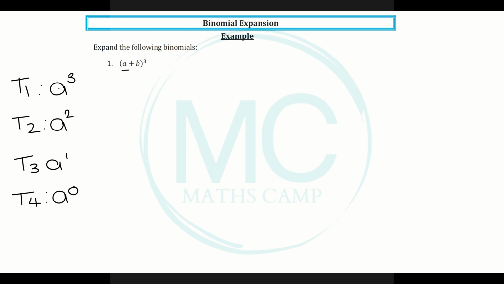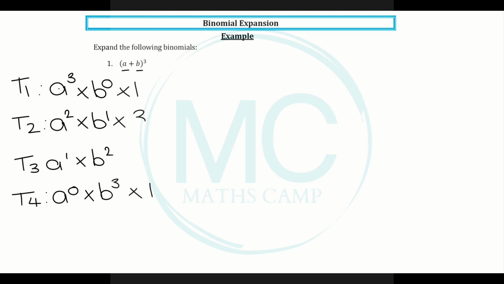Now we consider our b term. Start with b with an exponent of 0, then b with an exponent of 1. Add 1 each time, so we get b squared and b cubed. Now we need our constant. We multiply the first term by 1 and the last term by 1. We multiply the second term by n, which is 3, and the second last term by 3.